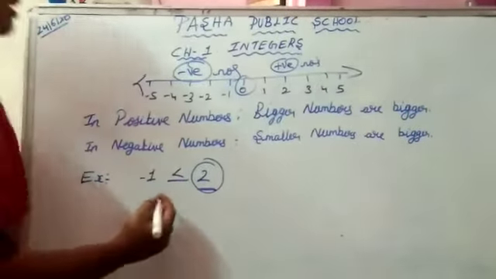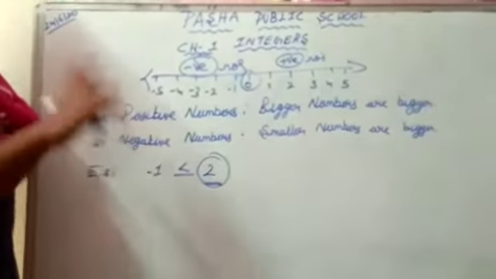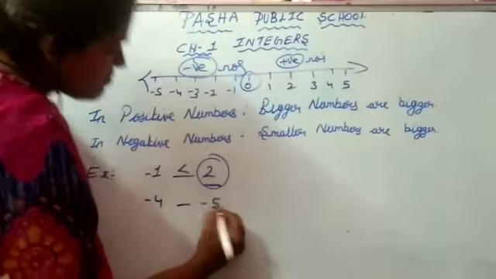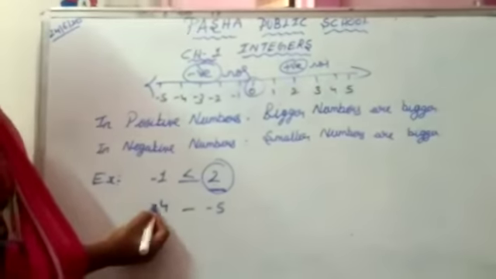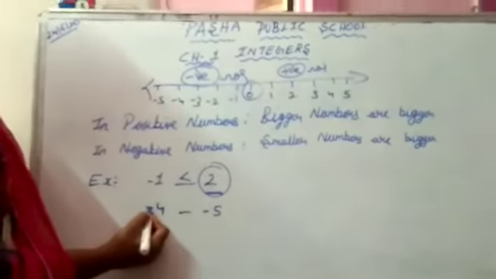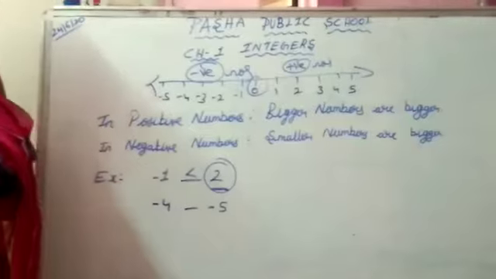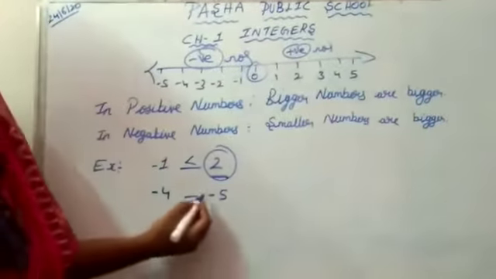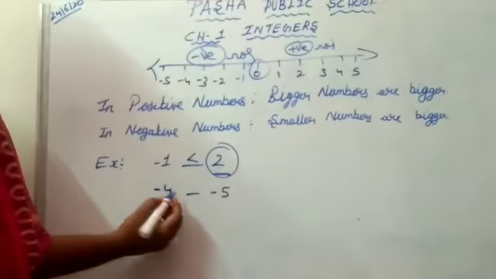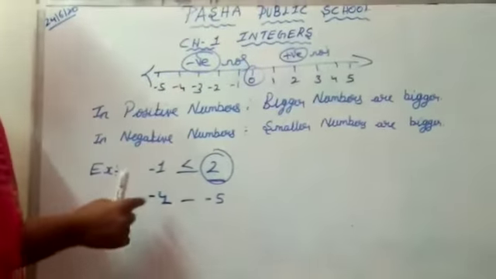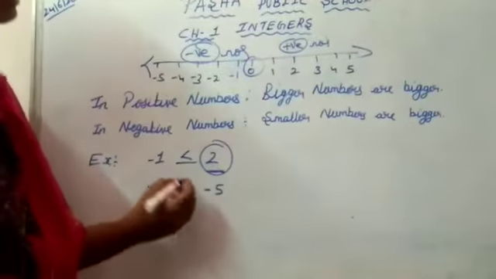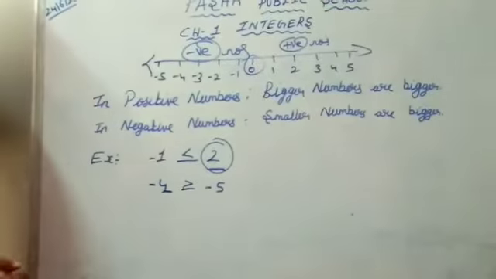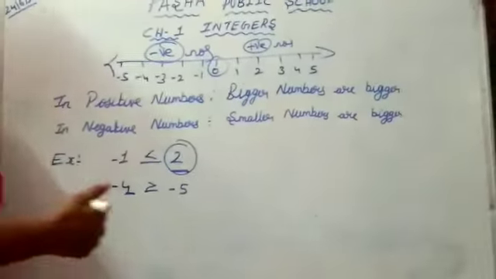Correct. Another example is when you are comparing both negative values. Now minus 4 and minus 5. Here you can see both are negative, minus symbol. Before I said smaller numbers are bigger in your negative numbers. Now which is your smaller number? Your 4 will be the smaller number. So which is your bigger number now, the greatest number between two negative numbers? Minus 4 is greater than minus 5.